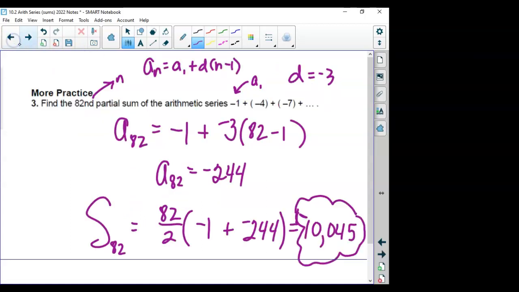So on this one, when you added the first and last term, that's telling you what all of the pairs of terms would add up to. And then this is how many pairs there would be. I should have started out with the explanation. All right.